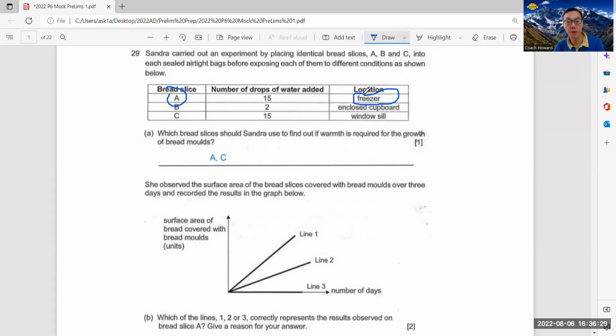Okay, we know that for mold to grow, just like for seeds to germinate, 3 conditions are needed. It's called a WOW factor, WOW. So warmth, oxygen, and water. So in the freezer, there's an absence of warmth. So definitely, if there's an absence of warmth, it means that the mold cannot grow, right? So how do you explain this? So you should say line 3.